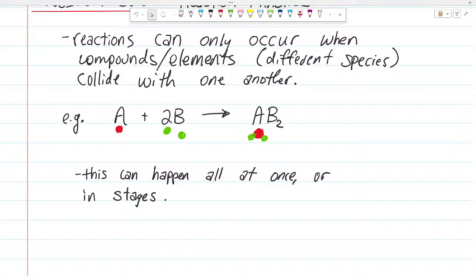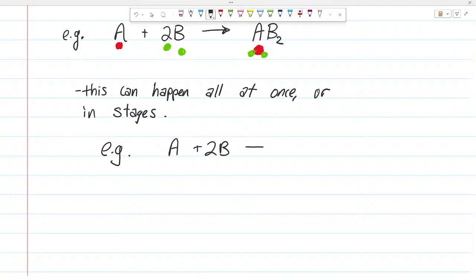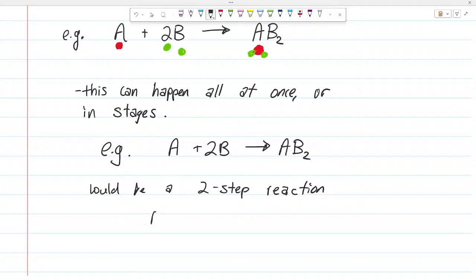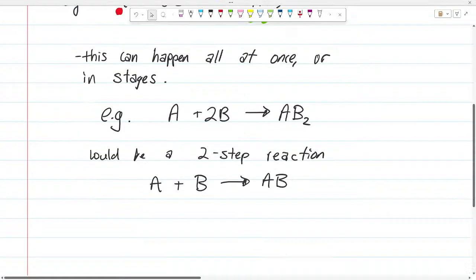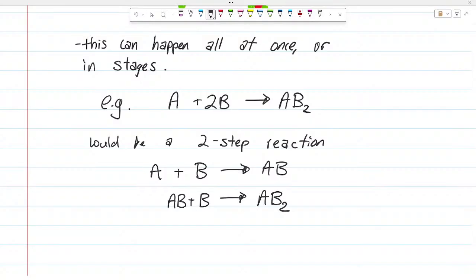But the other possibility is that it happens in stages. Does that make sense? And if we use the same example, e.g., A plus 2B yields AB2, could take 2 steps. It could be that A plus B yields AB, and that AB bumps into another B and gives us AB2. Does that make sense?